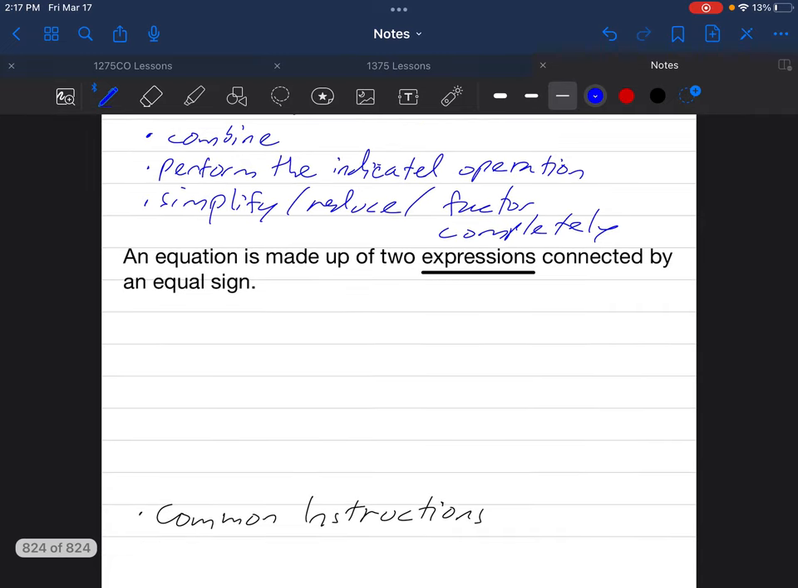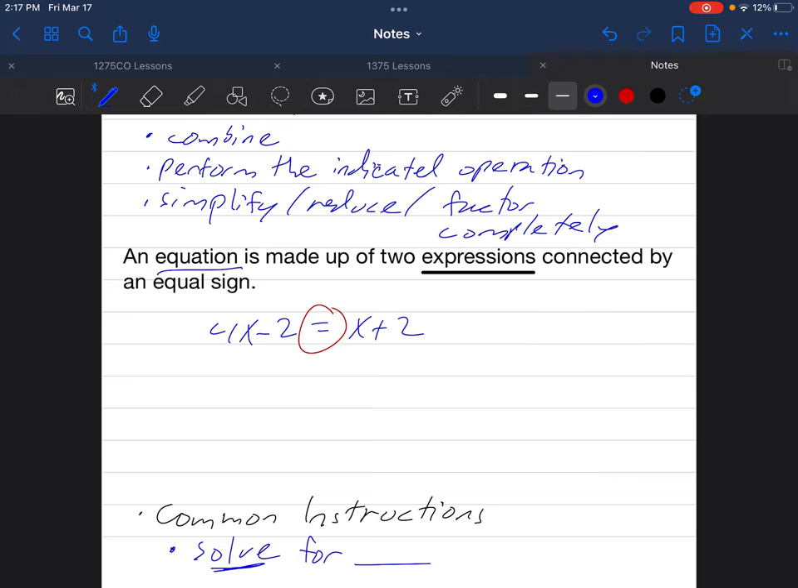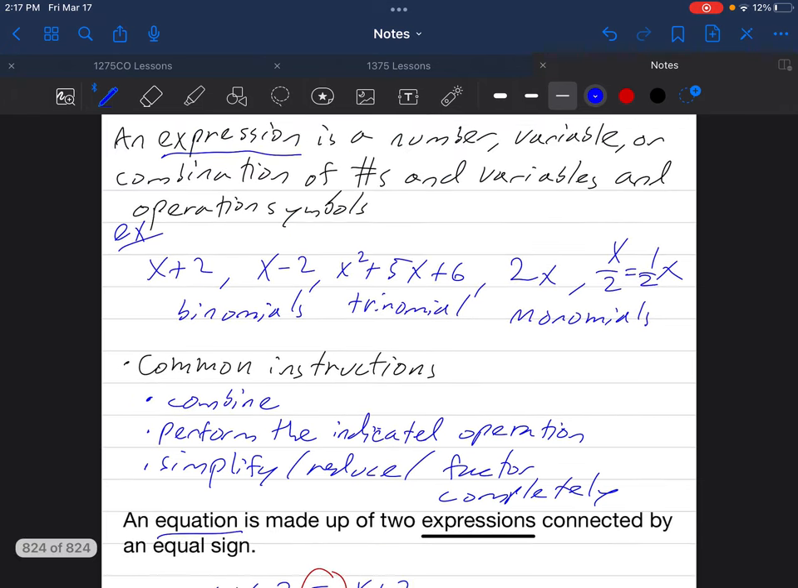Now, an equation is made up of two expressions connected by an equal sign. For example, 4x minus 2 equals x plus 2 is an example of an equation because of the equal sign right here. And you will commonly see instructions regarding equations. Solve for x, solve for y, solve for blank. The key word here is to solve because you're solving an equation. An expression has nothing to solve, it has something to combine or reduce or simplify or factor.